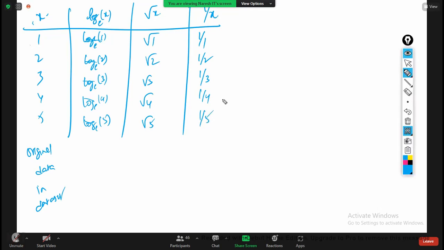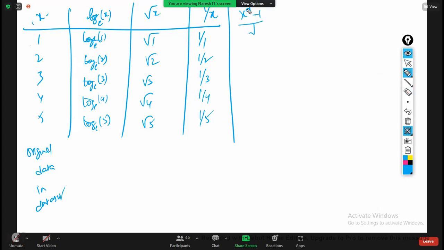Simply x to the power of minus 1. This is called reciprocal transformation. Now you are going to apply the Box-Cox transformation, that is x to the power of lambda minus 1 divided by lambda.